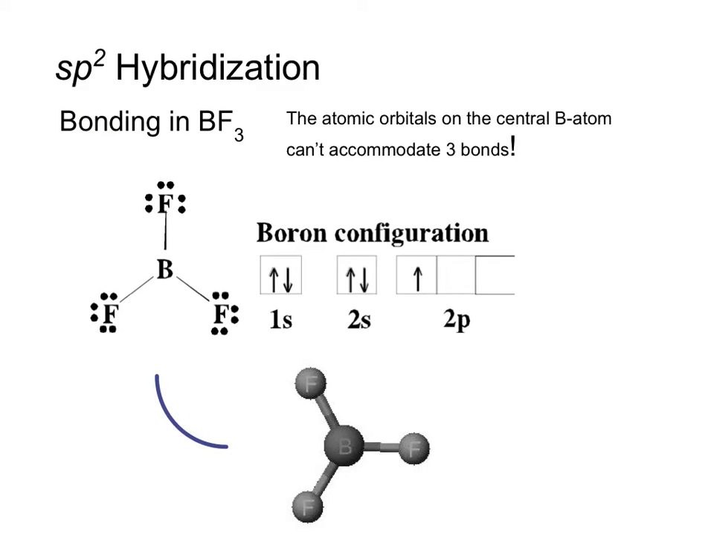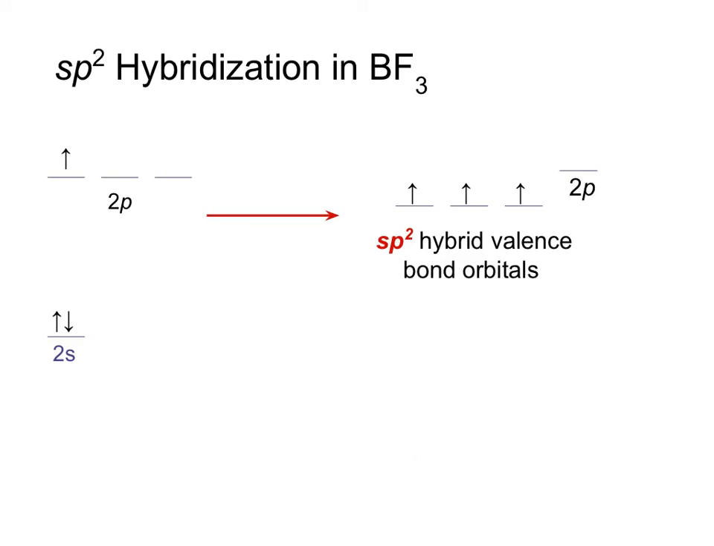Let's take a look, however, at our bonding in BF3. In BF3, we're only able to form 3 bonds around our central boron atom. And so in that case, when a hybrid orbital forms, we're going to form it from 1 s orbital, and now we're only going to take 2 of our p orbitals to form 3 sp2 hybrid orbitals. And then we still have a remaining p orbital that has not been hybridized.